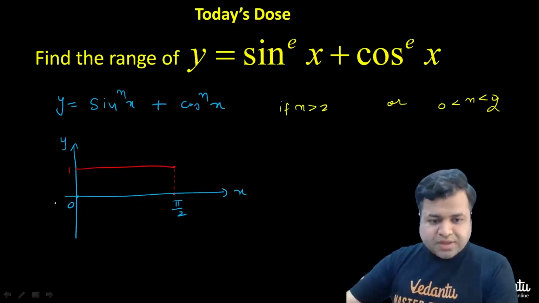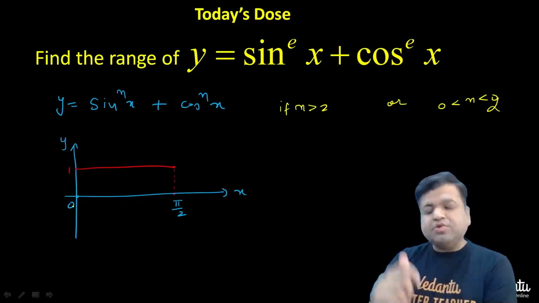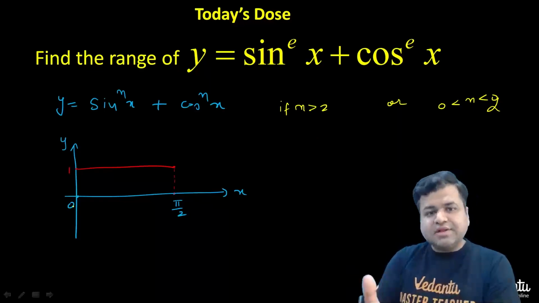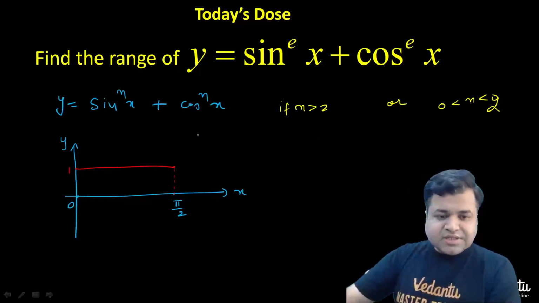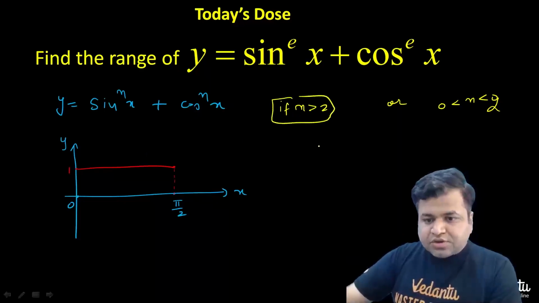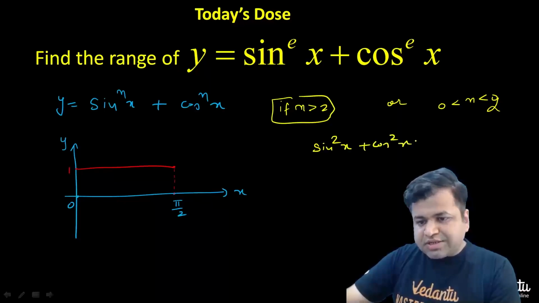And that too, in this particular example, I am considering only the values from 0 to pi by 2. We will take it further later, when we see what happens when x is greater than pi by 2 or less than 0. Let's consider first if n is equal to 2: sin^2 x plus cos^2 x is always 1.